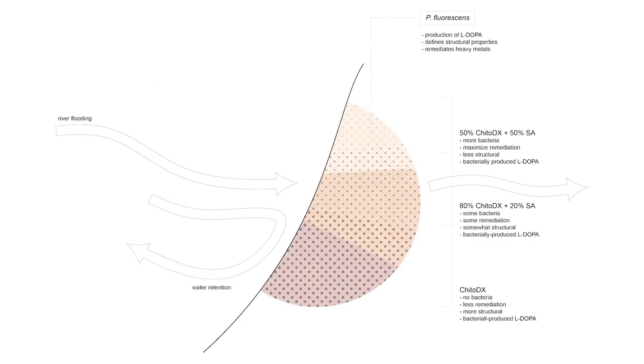P. fluorescens is a bacteria commonly found in waterways and plant root systems. This bacteria has been shown to be highly effective at removing heavy metals, such as nickel, from water. It is also able to produce L-DOPA, a key molecule that hardens our material and makes it more structurally stable. We have conducted tests to ensure that our bacteria will survive in our developed material, that the bacteria will produce L-DOPA, and that our biomaterial can remediate contaminated water.